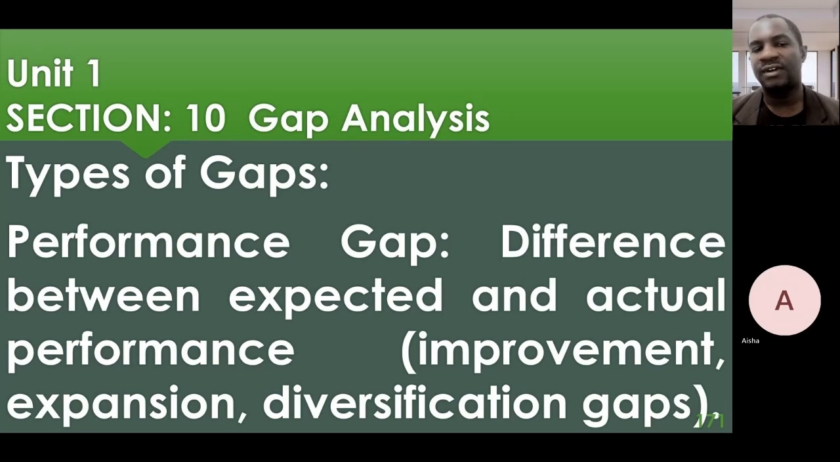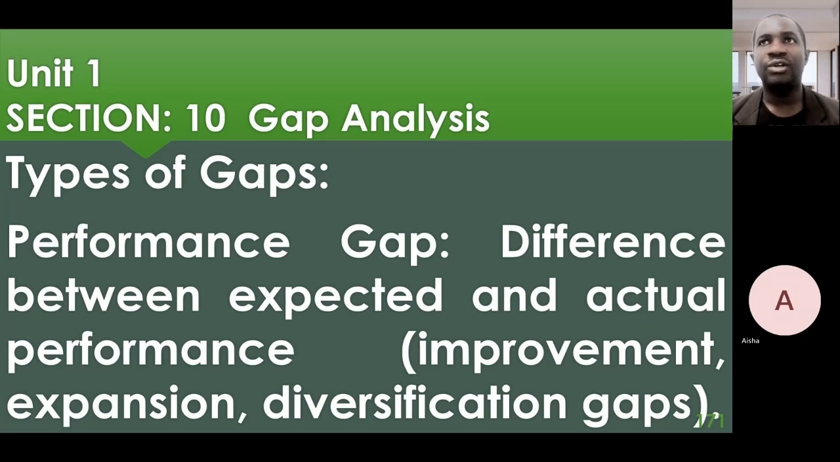So there are types of gap analysis. Number 1 is the performance gap. The difference between your expected and your actual performance. And that is driven by improvement, expansion, and diversification gaps. So you look at what you planned before and what you did with that plan in the form of actual performance. Then you improve on it, you expand that result. You also diversify to grow with that result, and that's what the performance gap generally speaks to.